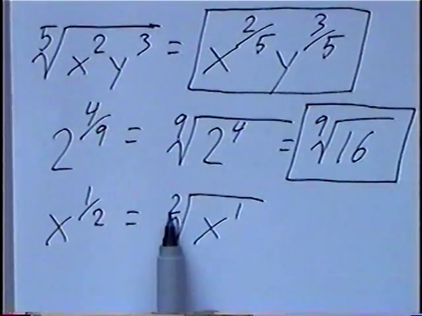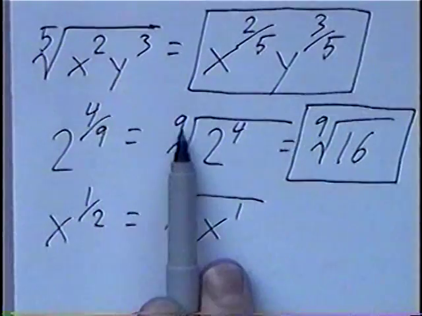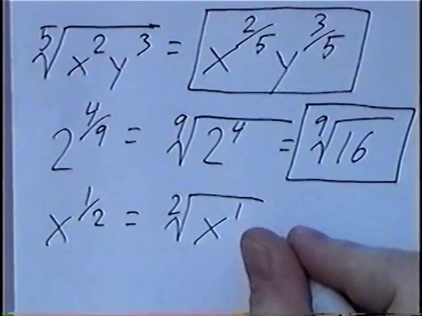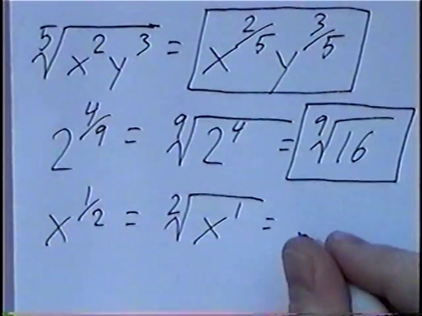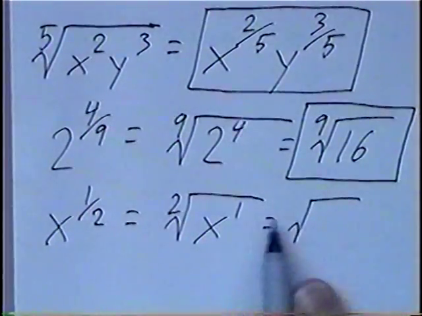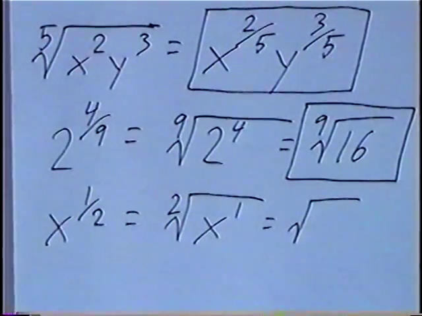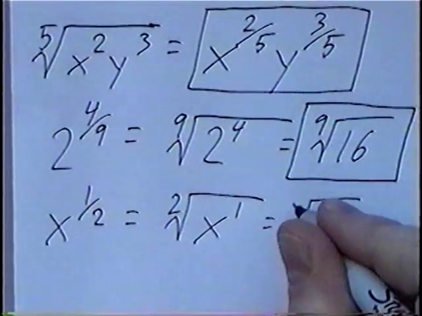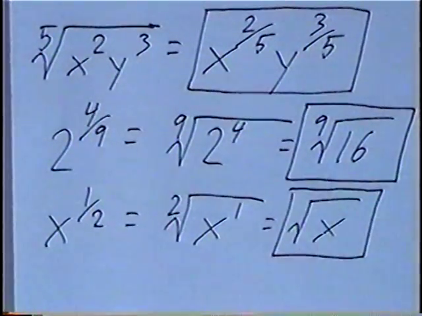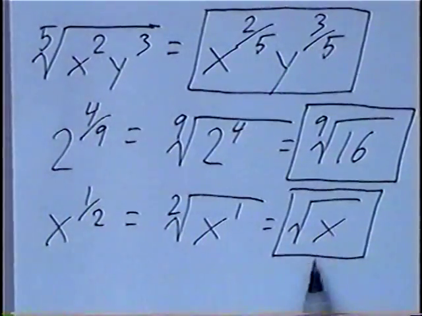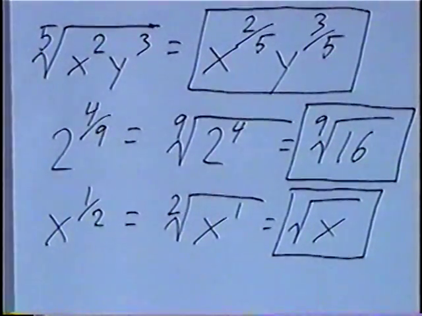The 2 on the outside represents a square root. If you have any other number than a square root, we can leave that on there. If we have a 2, you can take the 2 off. A square root is the same as the second root, and x to the 1st power would just be x. So again, switching x to the 1/2 power is the same as the square root of x.